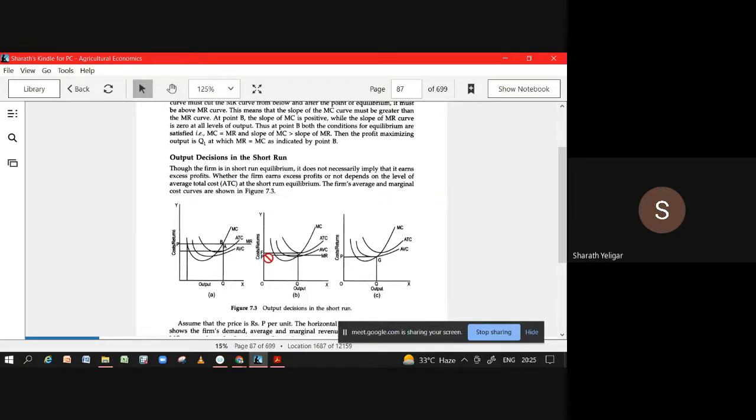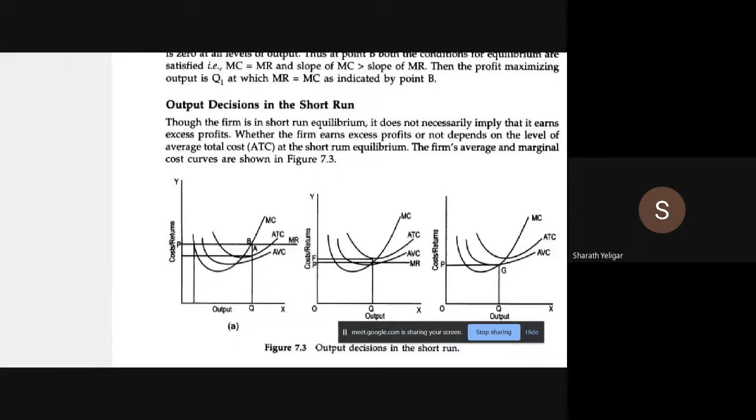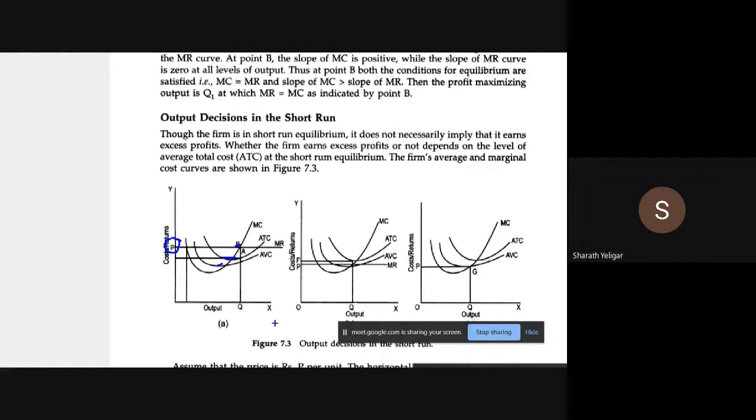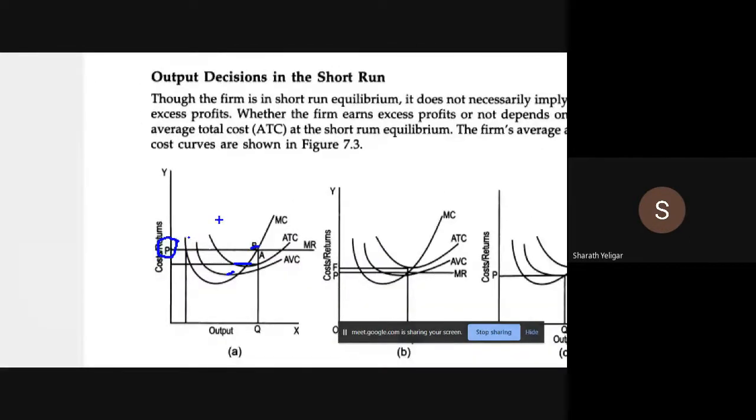The firm's average and marginal curves are shown here. Now what are they showing in these 3 curves? One side, you have to see this one. What you have to see is prices. Where is the price? Whether it is at AVC, whether it is ATC, or whether it is above it. Now I'll zoom it more. So now you see this one. Here, price is at this level. I think I will take yellow, it will be good. Now price is at this level. Average cost is at this level.